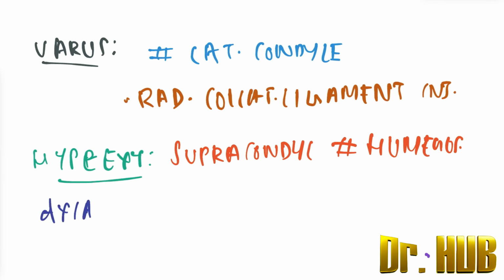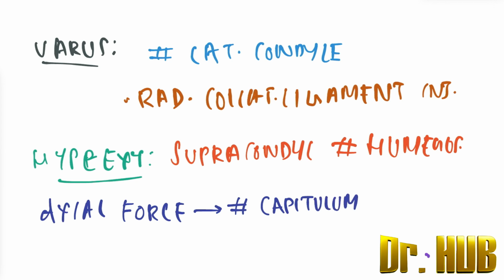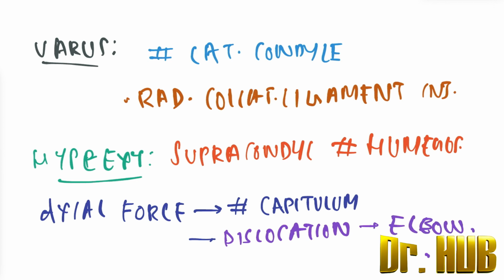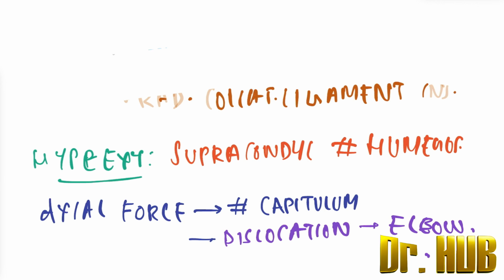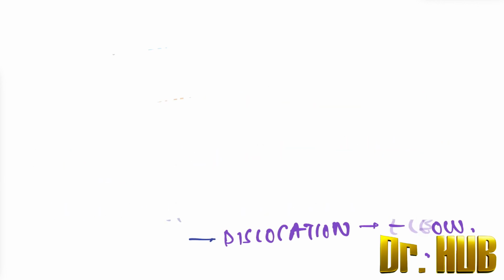Next is the axial force. So axial force is nothing but the fracture of the capitulum, and also the dislocation of the elbow. So axial is a fracture of the capitulum as well as dislocation of the elbow.